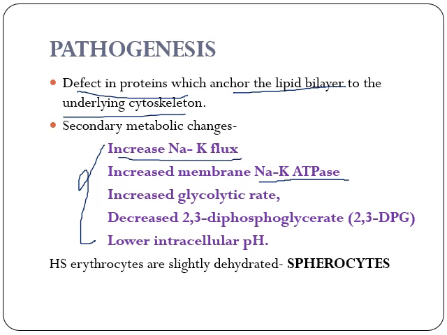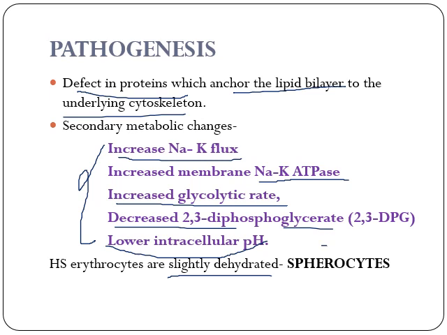With this, there will be increased glycolysis. As a result, what will happen? There will be decreased 2,3-diphosphoglycerate and there will be decreased pH. Whenever the pH is decreased, the RBCs become more dehydrated and there will be formation of spherocytes.